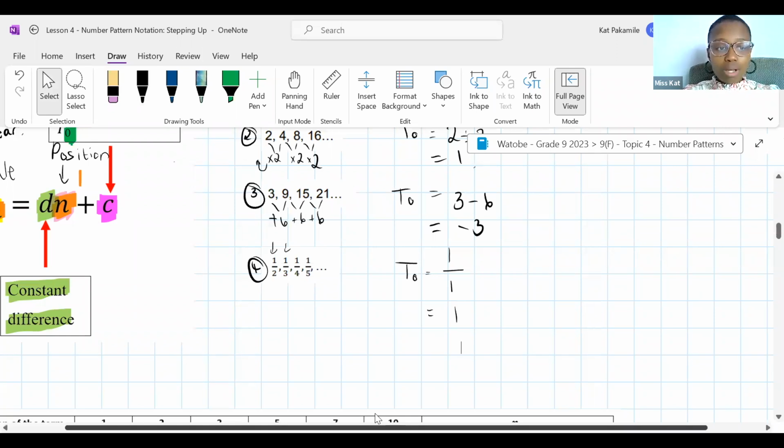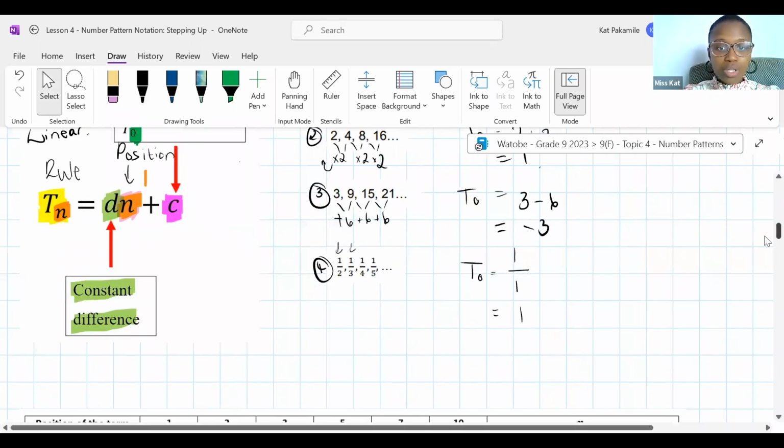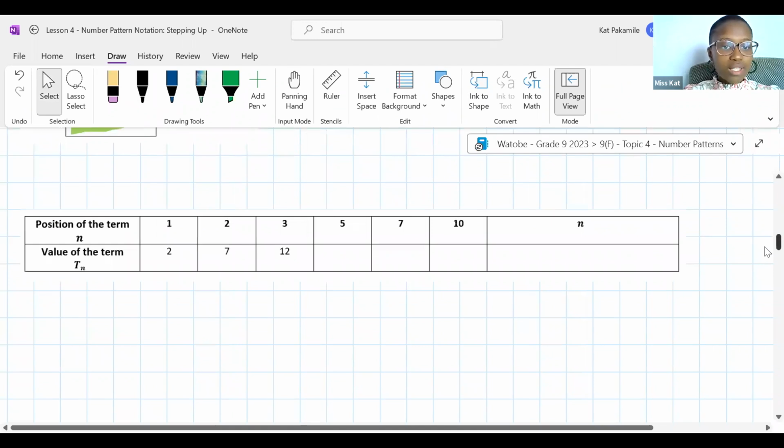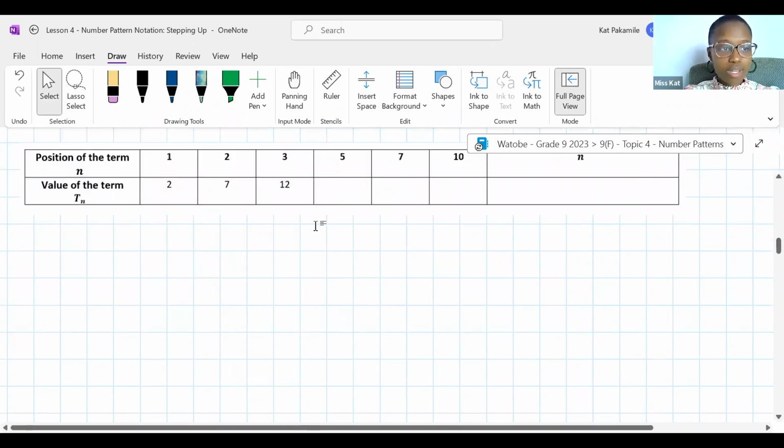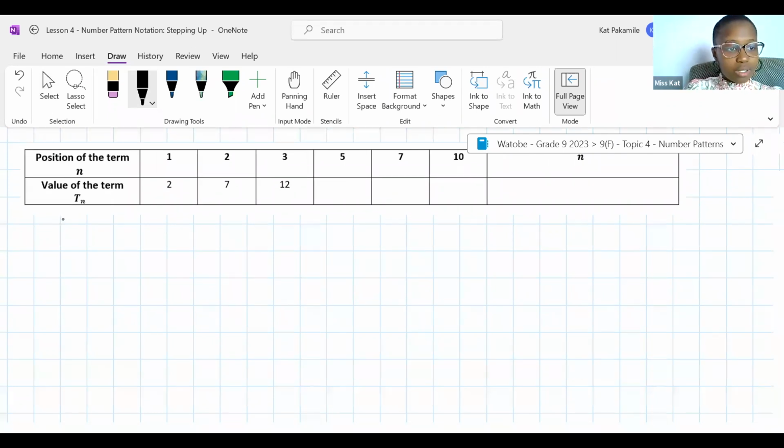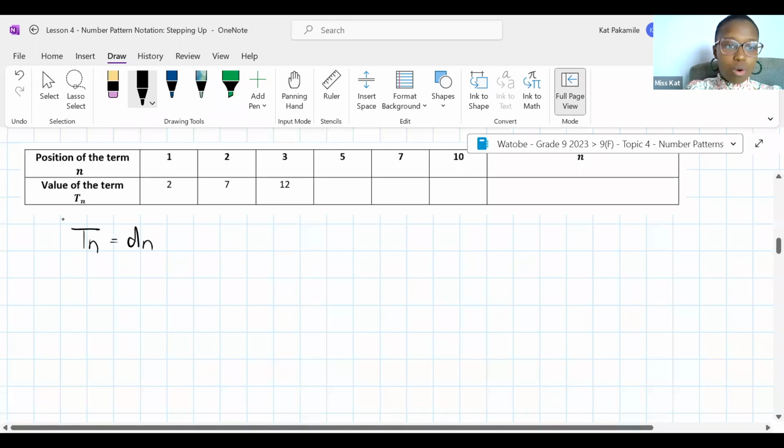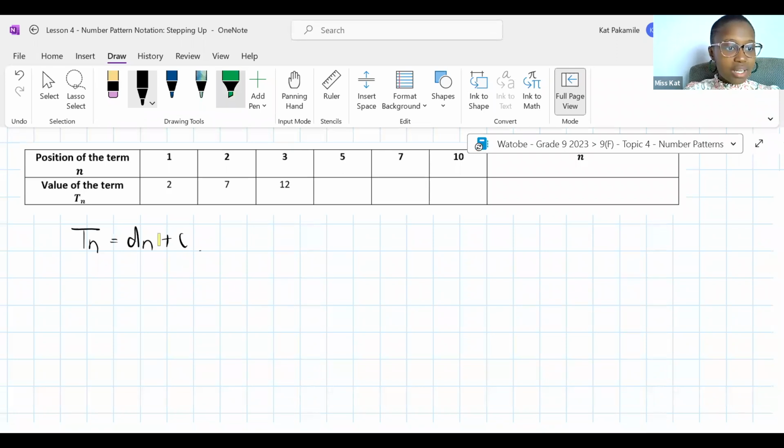Brilliant. So now we know how to identify T0. I want us to find the general rule for this using our new formula. So let me write it down. Tn is equal to Dn plus C. Watch how easy it is to use this formula. Step 1 is to identify the different elements in here. We need to identify D, and then we need to identify C. Then we substitute and we have our general formula.